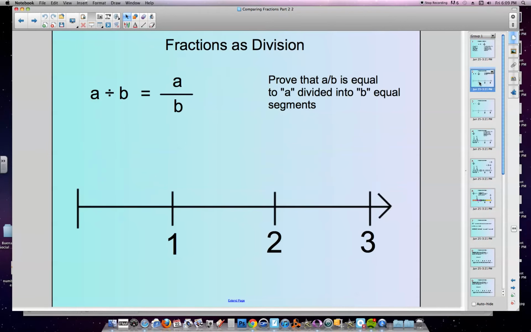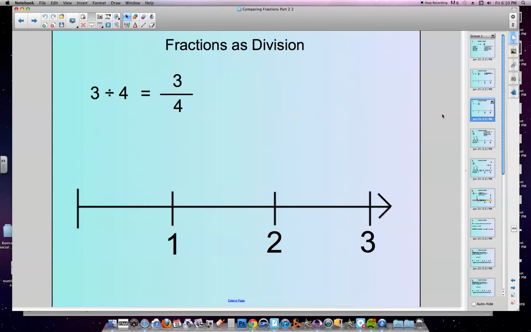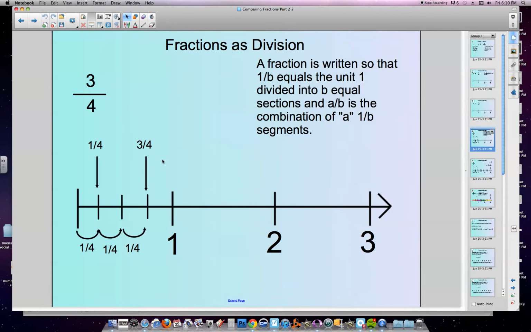So let's start off by taking a look at an example here. We have 3 divided by 4, and we're going to show that that equals the fraction 3 over 4. To start off with, here's our unit from 0, it's not marked, but 0 to 1. And since 4 is our denominator, that means we need to divide it into 1, 2, 3, 4 segments. Once we've divided it into 4 segments, we're talking about 3 of those segments. So 1, 2, 3. So this point on our number line is 3/4 of the way to 1, which equals 3/4.